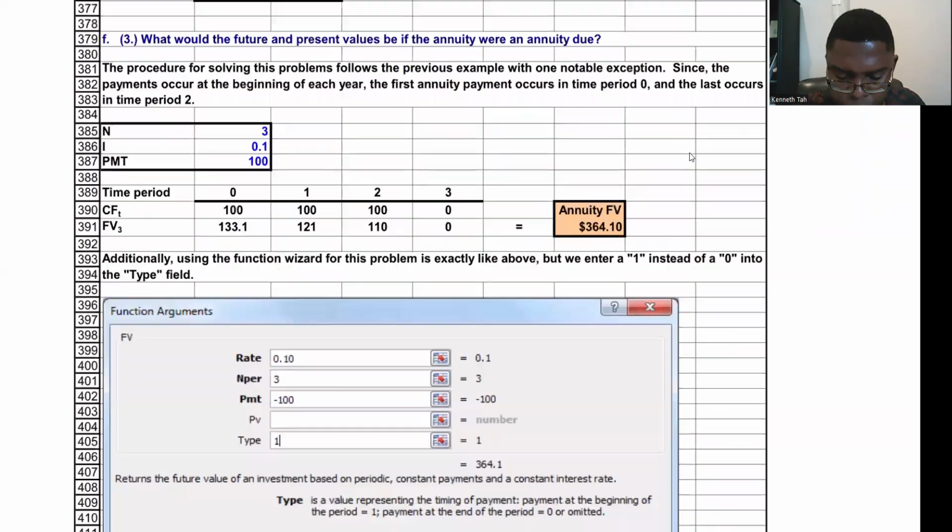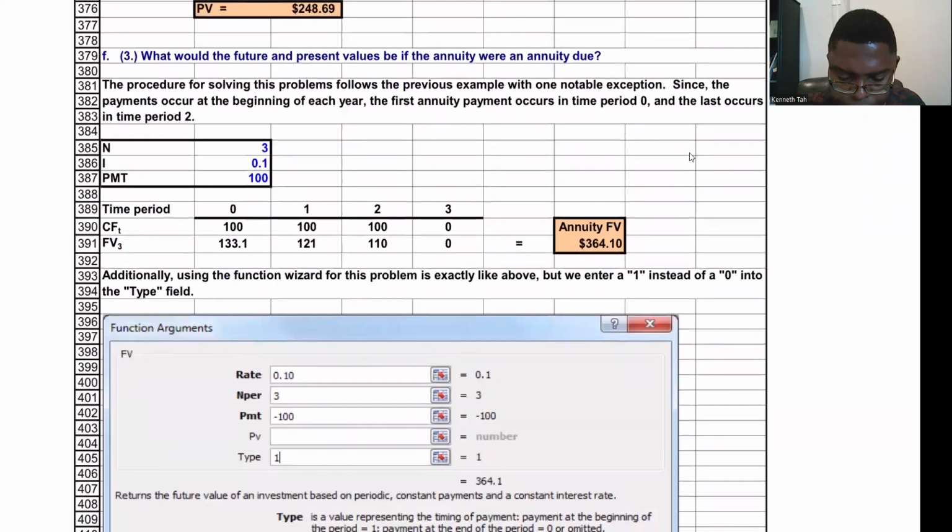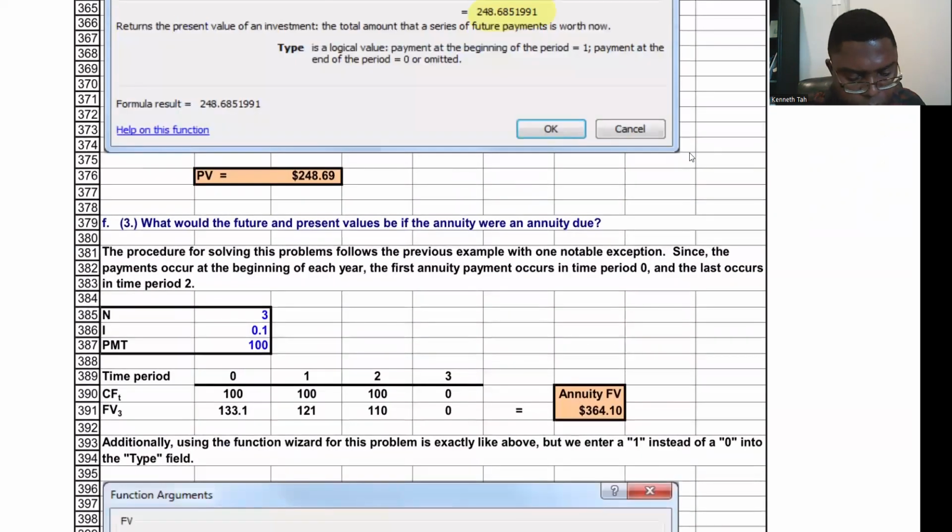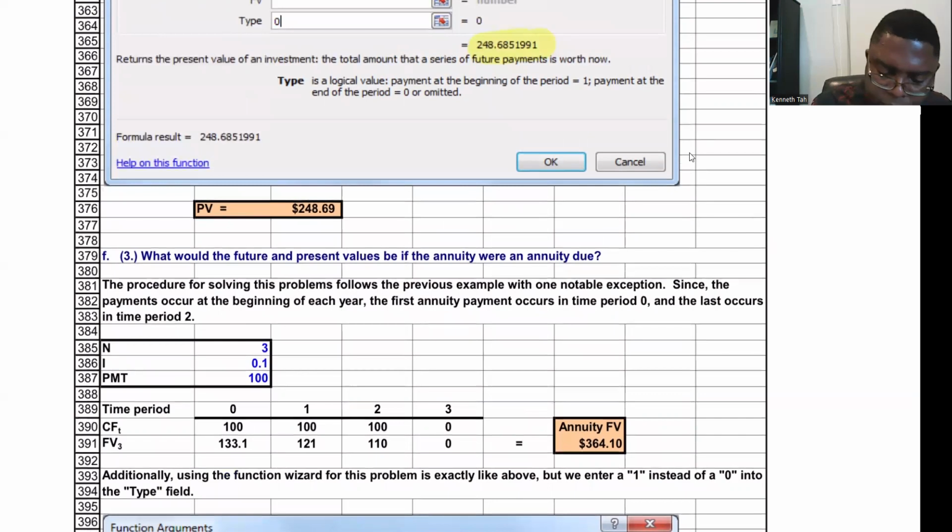So now we want to step it up and look at how we calculate an annuity due. We have seen how we calculate an ordinary annuity. Now we want to work on an annuity due.